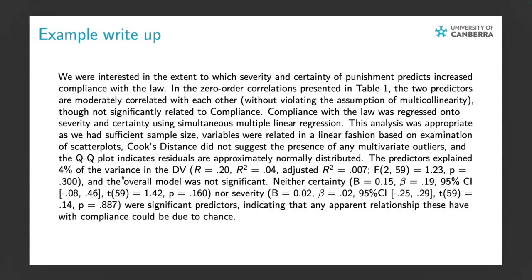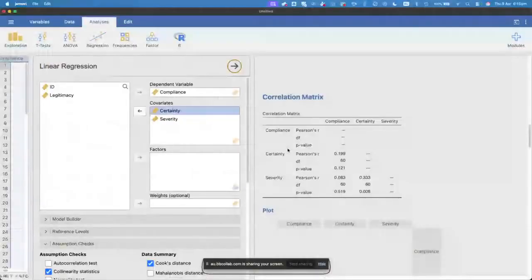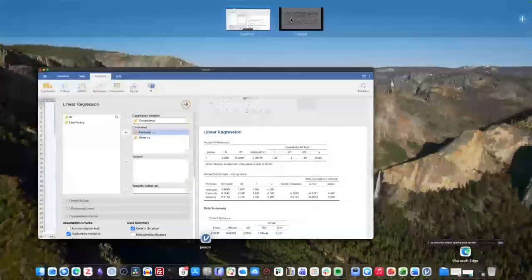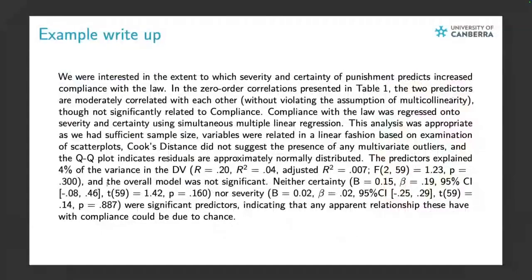The predictors explain 4% of the variance in the dependent variable, and that's what we see here. So 4% of the variance in the dependent variable is explained by the predictors. And the overall model was not significant. Neither certainty nor severity were significant predictors, indicating that any apparent relationship these have with compliance could be due to chance, right? So that's an example write-up.